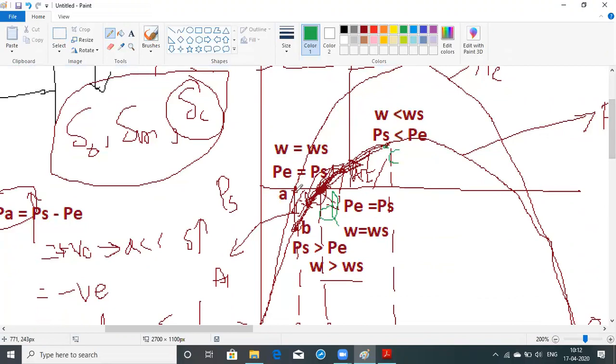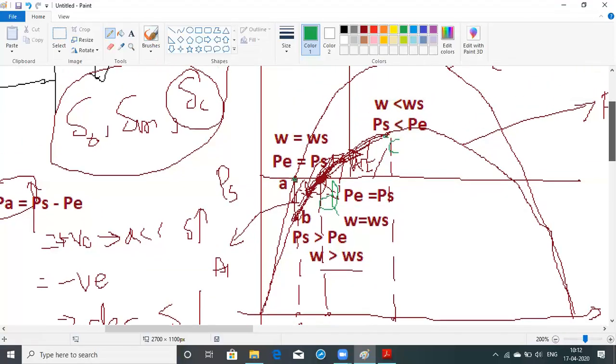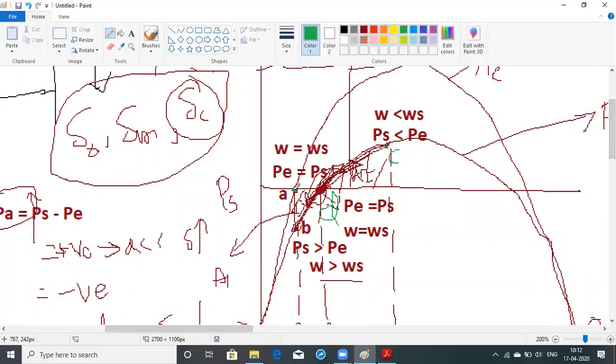If you see here, we have a point A where P is equal to PS, where the synchronous machine is running at the rated speed, that is synchronous speed. Now what happens when the fault has taken place? It is going to move to the point B.